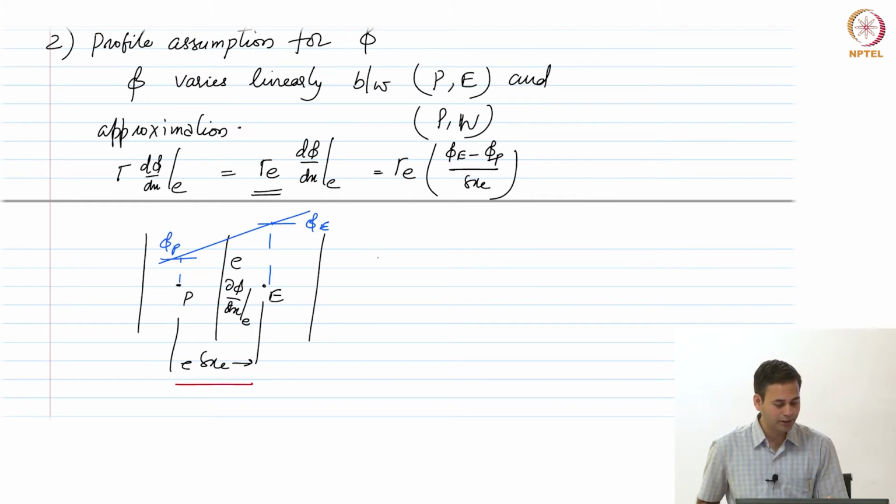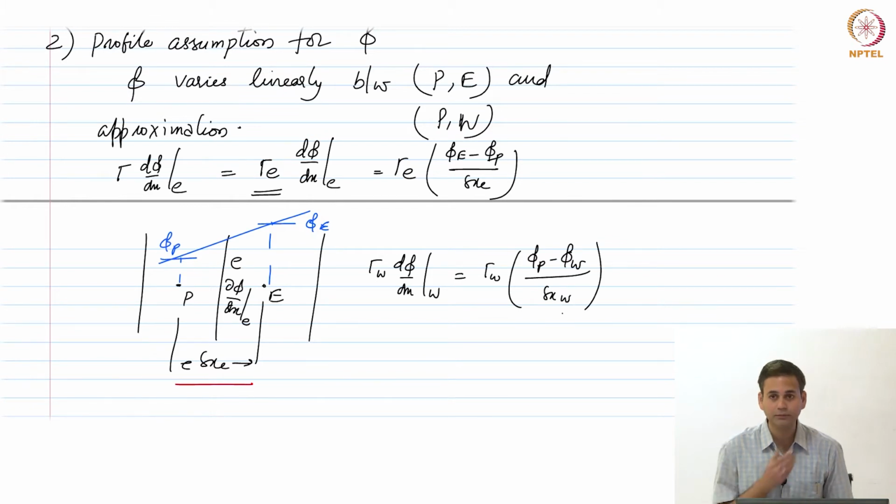Similarly, I can write gamma west d phi dx west, as gamma west d phi dx on the west face, would be phi p minus phi west upon delta x w, right, because my x axis is in the positive direction. So, that is why I get phi p minus phi w by delta x w, because delta x has to be measured in the same direction. Okay, now we have introduced a linear profile assumption for the gradients.